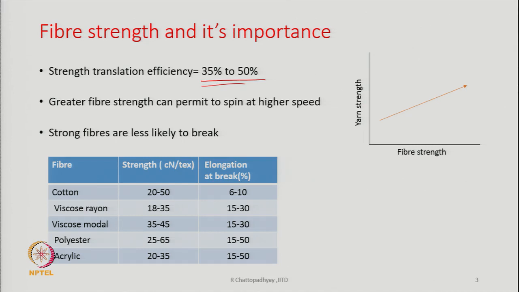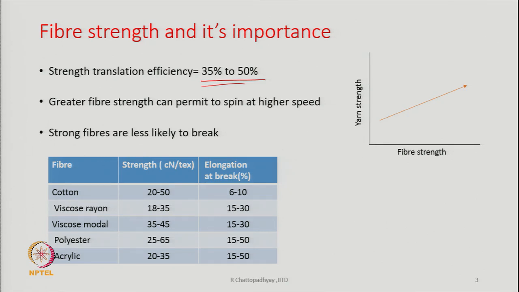However, greater fiber strength can permit us to spin at higher speed, and stronger the fiber, stronger is the yarn. That is generally true both for ring spinning and rotor spinning. If we use strong fiber, then only we will get strong yarn. Strong fibers are also less likely to break, because the action of the opening roller teeth on the fibers is very aggressive and very intense, and because the opening roller runs at very high speed. The breakage of the fibers can be avoided if the fibers are strong. Less number of fibers will break.